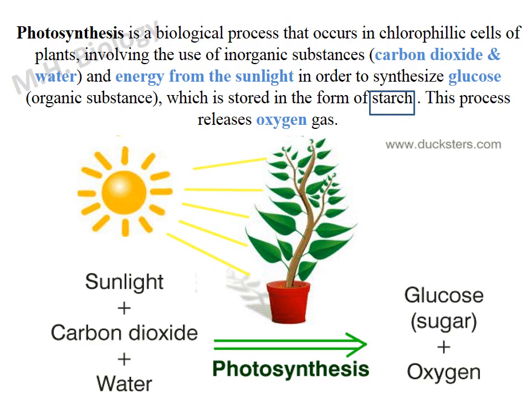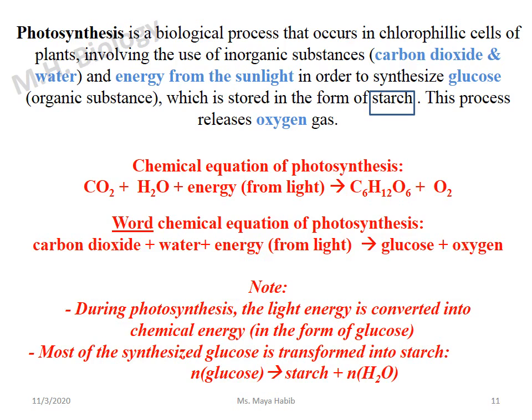You can see the chemical equation of photosynthesis, written using either molecular formulas or words. CO2 plus H2O plus energy from light gives C6H12O6 plus O2. Please note that during photosynthesis, the light energy is converted into chemical energy in the form of glucose. Most of the synthesized glucose is transformed into starch.